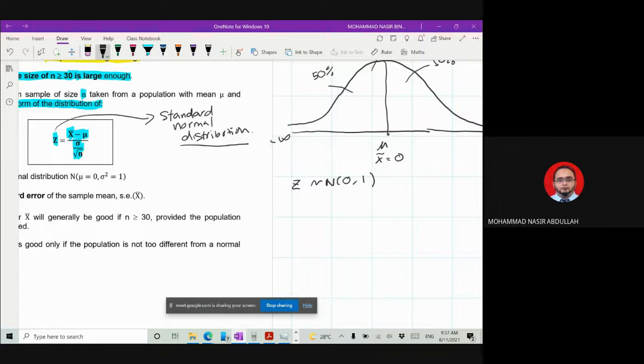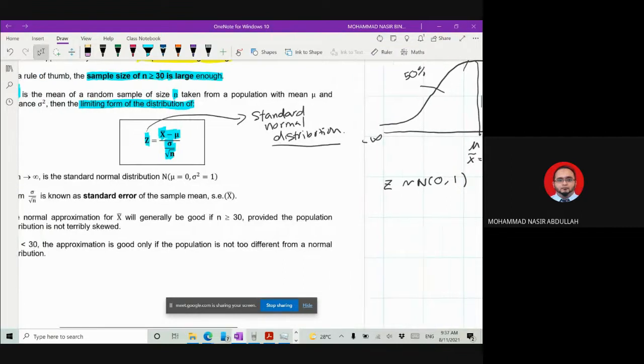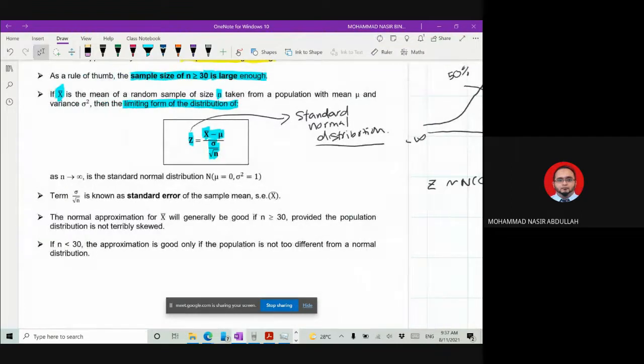Right? So that's why the symbol is different. Instead of using X, we are using Z, this symbol. So this is the standard normal distribution. It says here, in the central limit theorem, when n is approaching infinity, the standard normal distribution will be mu equal to 0 and variance equal to 1.